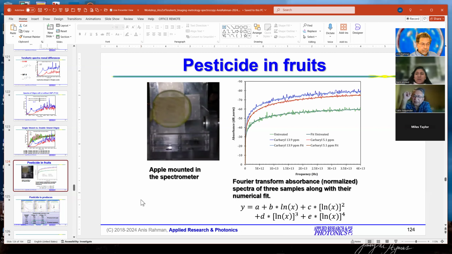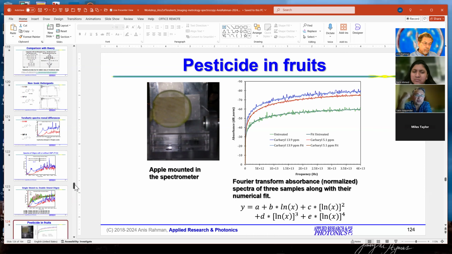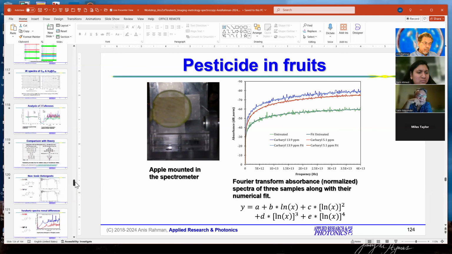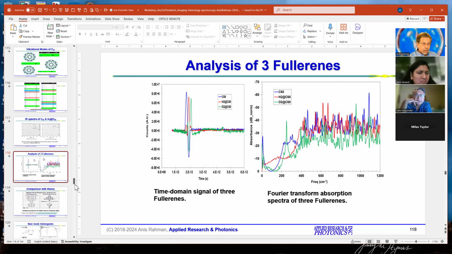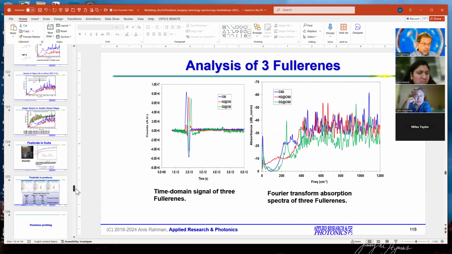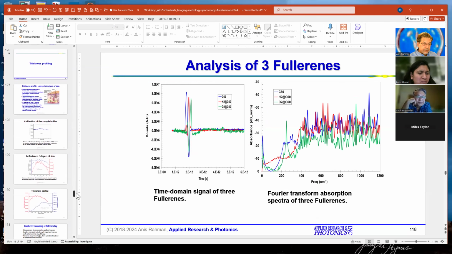Another question, then I will stop. That's going back to your Beer-Lambert law measurement for three fruits. No, the absorbance with three fruit samples. Oh, okay. Sure.